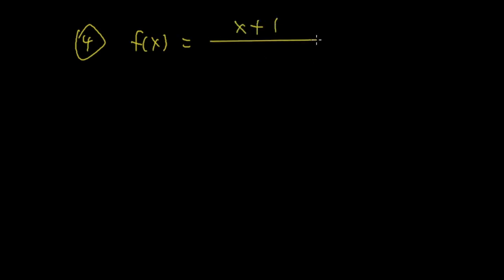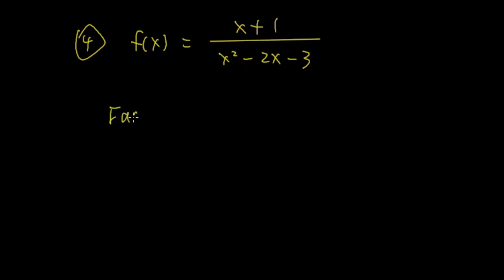Okay, now let's say, example 4. f of x equals x plus 1 divided by x squared minus 2x minus 3. Now, first of all, I think we should just factor the denominator, see if we can cancel anything out. Maybe not. Maybe we can. We'll see, right?